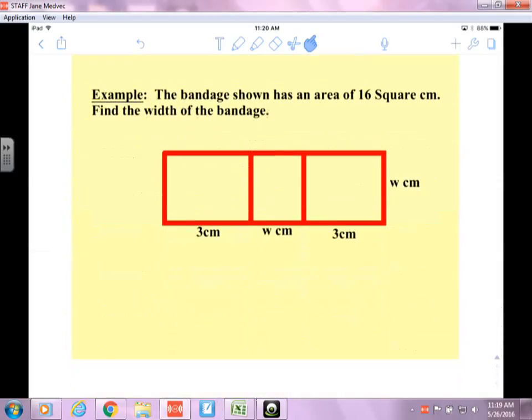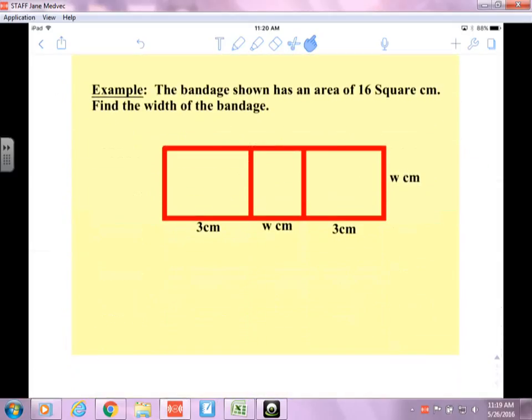Now, let's go to the last problem. Here's a Band-Aid, okay? And it has the area of 16 square centimeters. So that's kind of important information. Square centimeters is the area. Okay, and I need to find the width of the bandage.